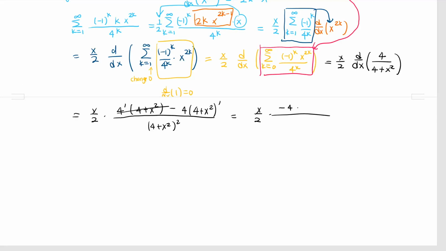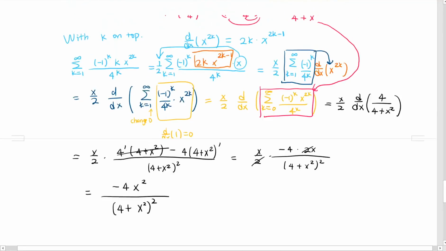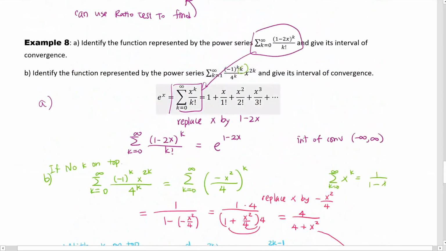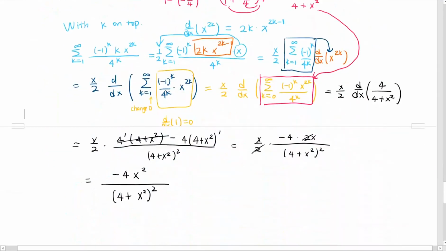The derivative of 4 is 0, the derivative of x squared is 2x, and then we have 4 plus x squared. So 2 cancel. Our answer is negative 4 x squared over 4 plus x squared. So far so good, everybody. So this is the function that the power series converges to. Okay? So you can see it can get very, very hard.